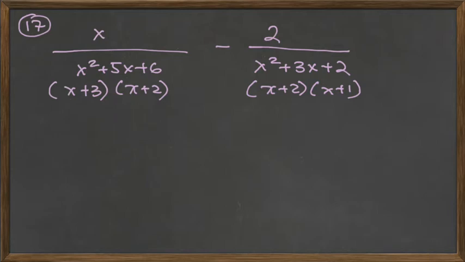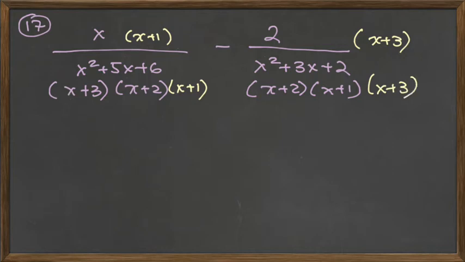Okay, check your denominators and see which one's missing on one side, and then we're going to multiply both numerator and denominator by the missing factor. So if you look at the left-hand side, which factor are you missing compared to the right-hand side? X plus 1. So we're going to multiply top and bottom by x plus 1. And on the other side, we're missing x plus 3.